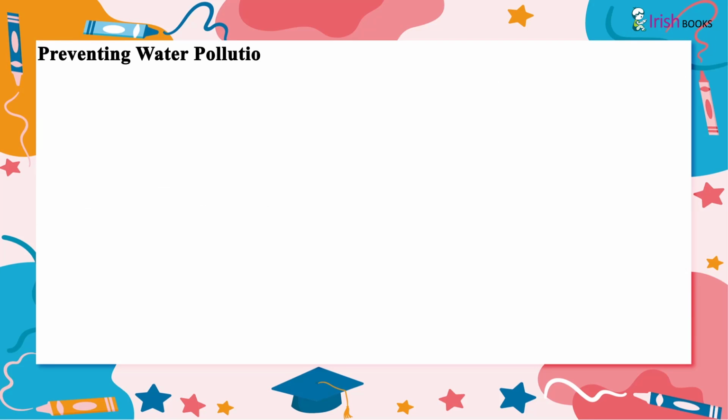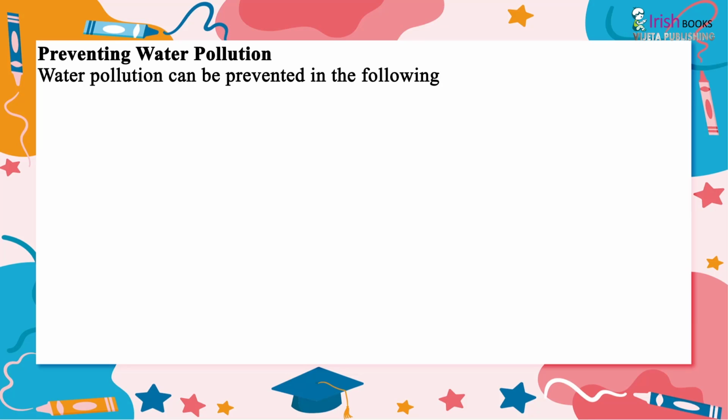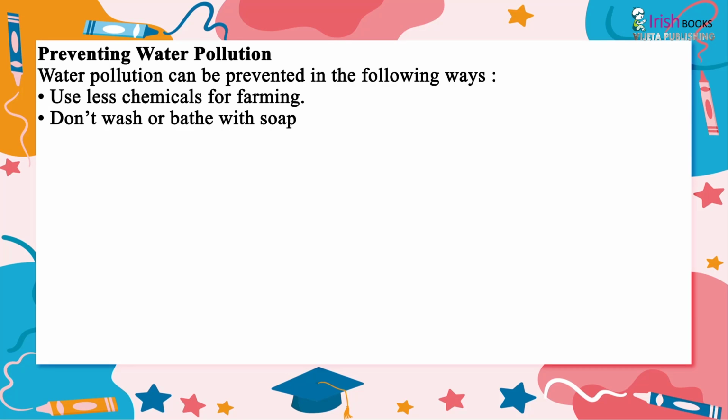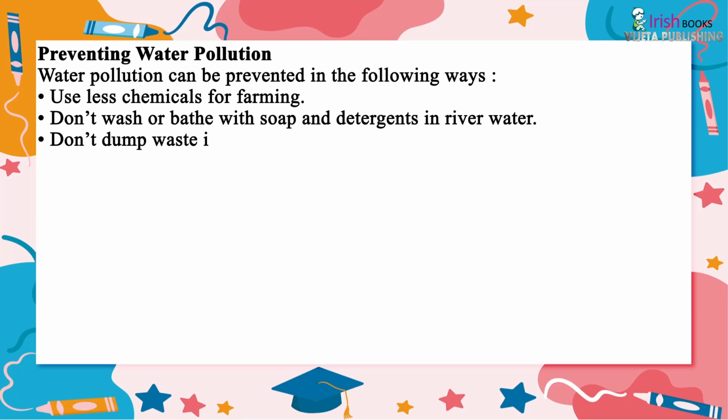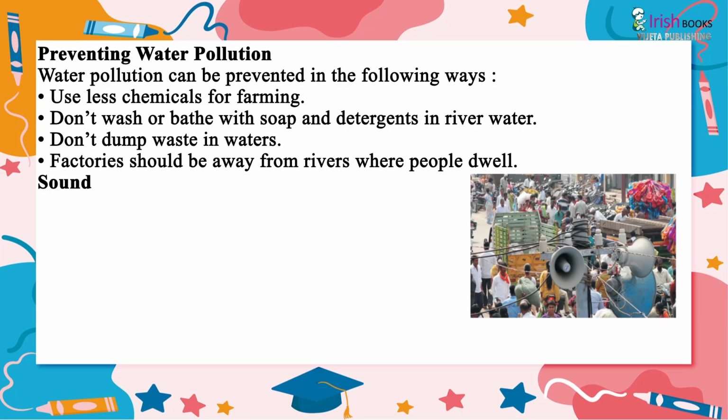Preventing water pollution. Water pollution can be prevented in the following ways. Use less chemicals for farming. Don't wash or bathe with soap and detergents in river water. Don't dump waste in waters. Factories should be away from rivers where people dwell.